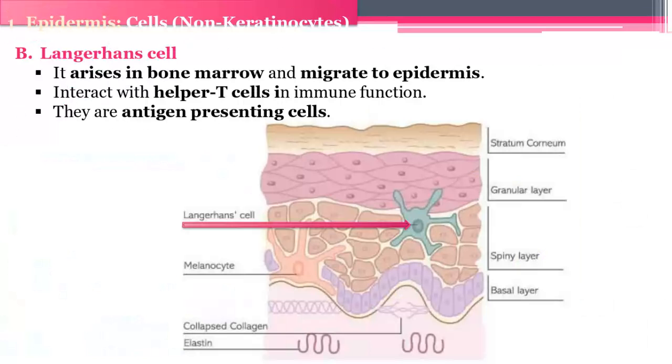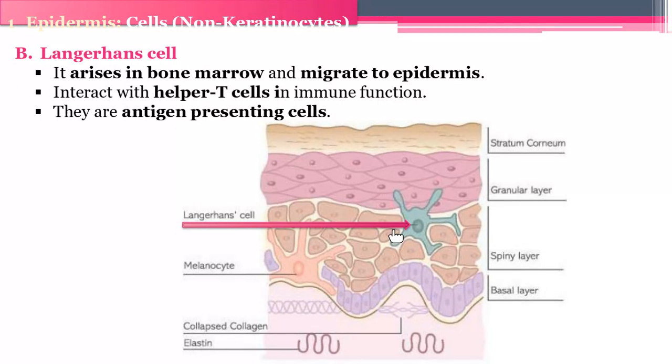The next type of cell is the Langerhans cell. It is also a non-keratinocyte. It arises in the bone marrow and migrates to the epidermis. That means the origin of the Langerhans cell is in the bone marrow, but it migrates to the epidermis. The basic function of the Langerhans cell is as an antigen presenting cell. That means the defense cell. You can see the pink color pointer I have put. This is the Langerhans cell.